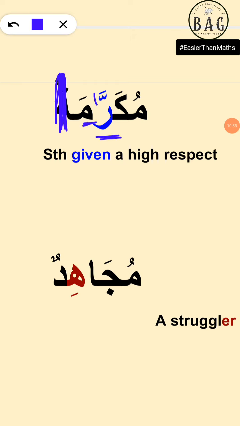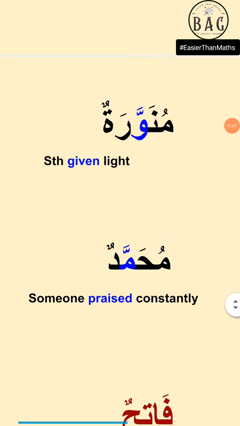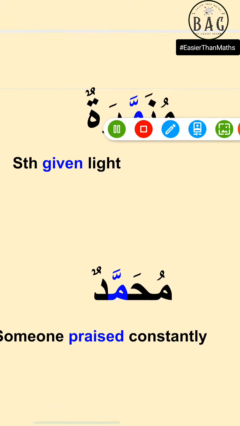And this carries a fatha. Who carries a fatha in the mu word? An ism maf'ul. So it means something given a high respect. Great. Now the same thing happens here. Munawwaratun.